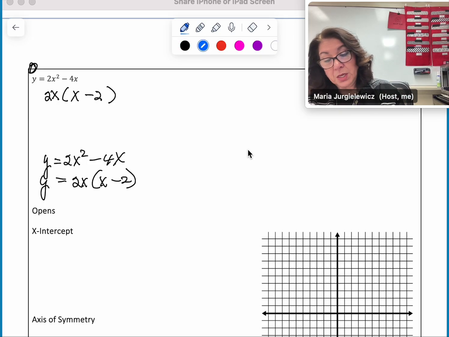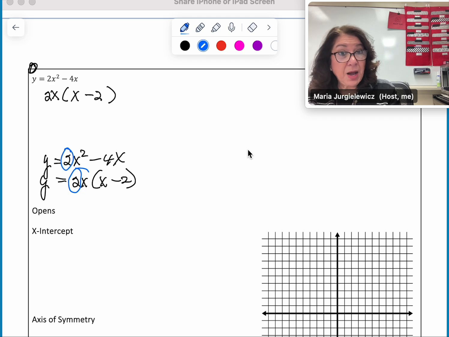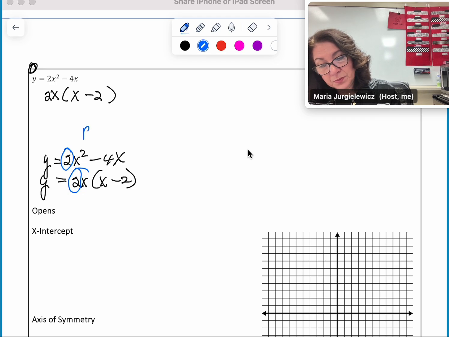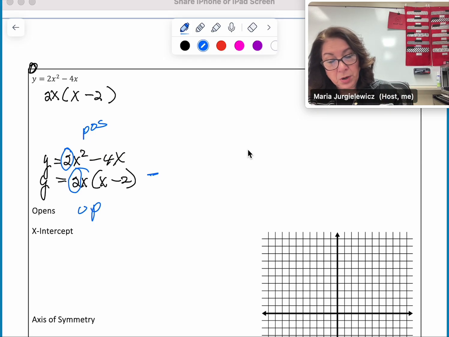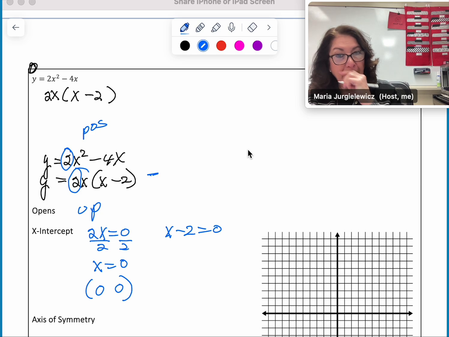Which way does it open? Well, we're going to look at my a value. And my a value is this stuff out in the front. It's positive. And if it's positive, it's going to open up. All right, the x-intercepts. For the x-intercepts, we're going to take this bottom equation that's already factored. And everywhere that you have an x, you're going to make that part equal to 0. So 2x is equal to 0. I want x by itself, so we're going to divide by 2. X is equal to 0. So that means that that point is 0, 0.